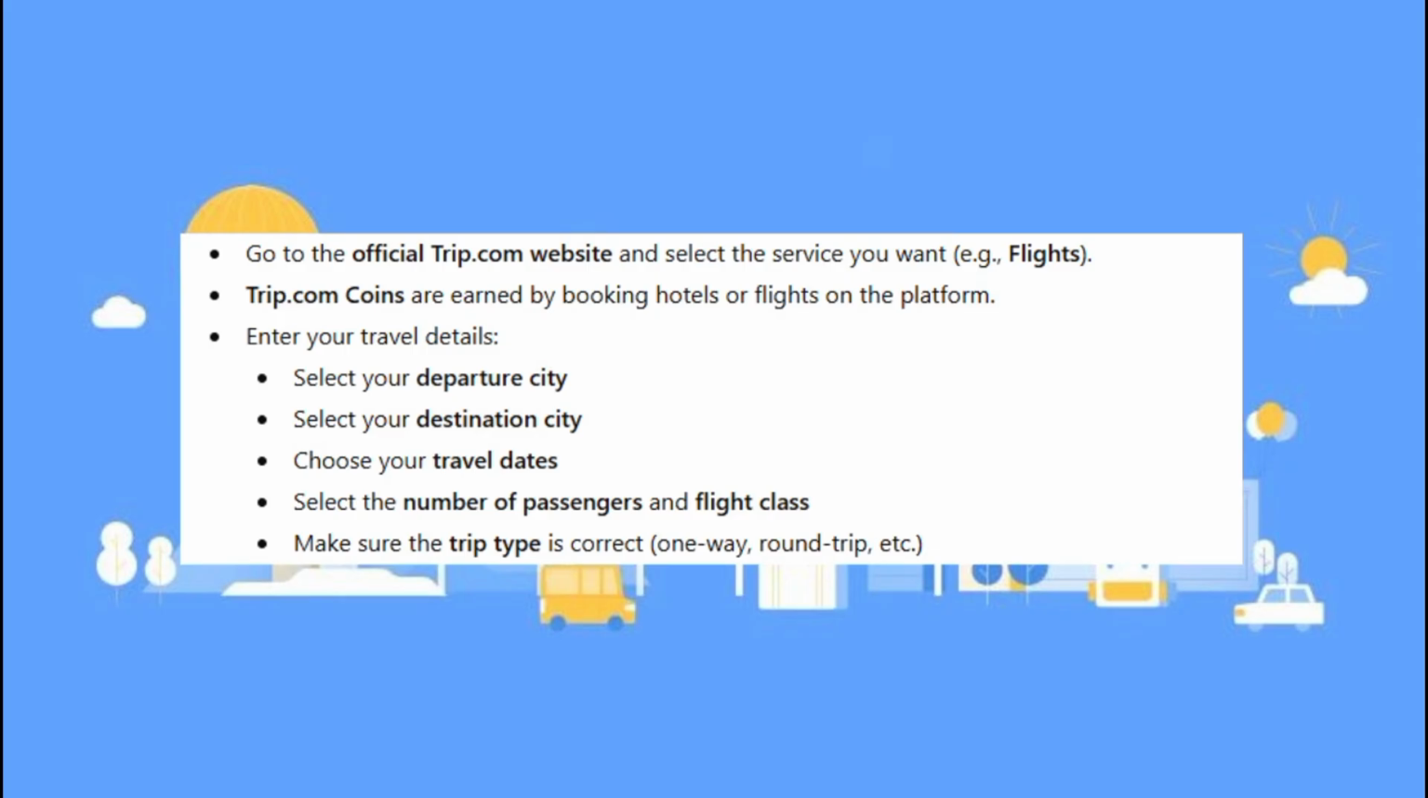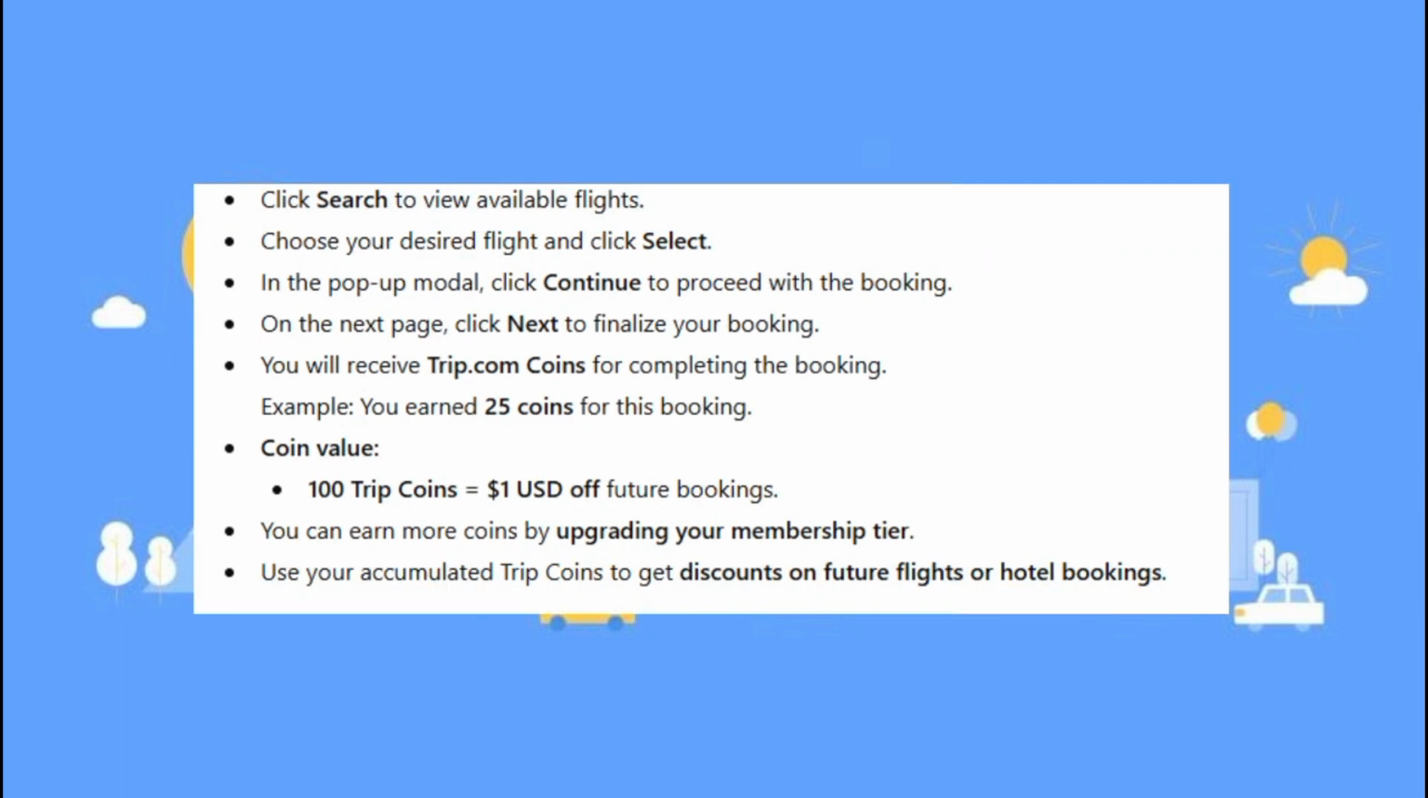Enter your travel details, select your departure city, select your destination city, and choose your travel dates. Then select the number of passengers and flight class. After that, make sure the trip type is correct, for example, one-way or round trip. Now click search to view available flights, choose your desired flight and click select.